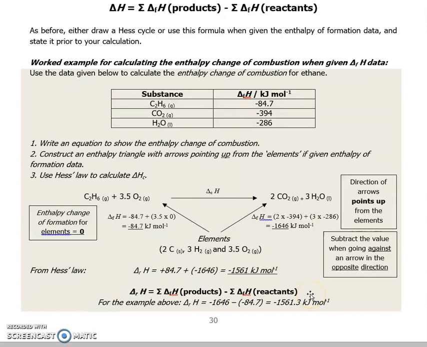It might be a good time now to go back and revisit the video on enthalpy of combustion data, just so that you can compare and get it straight in your head the difference between the two calculations.